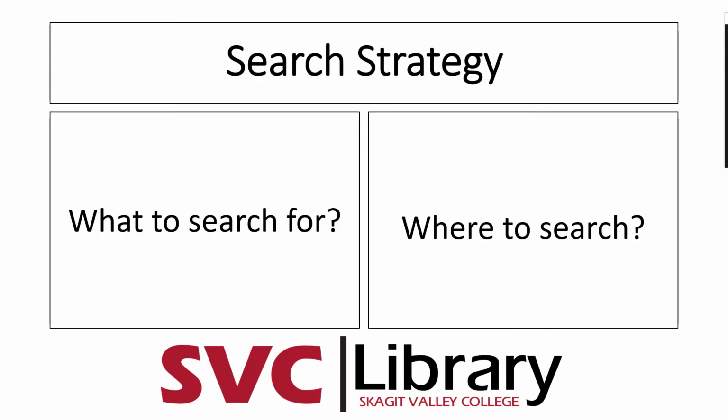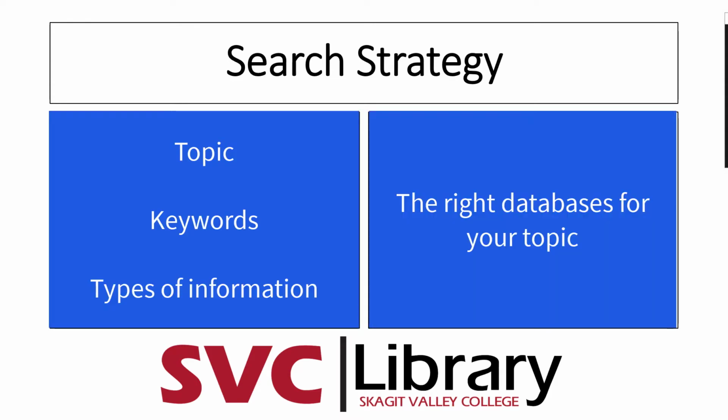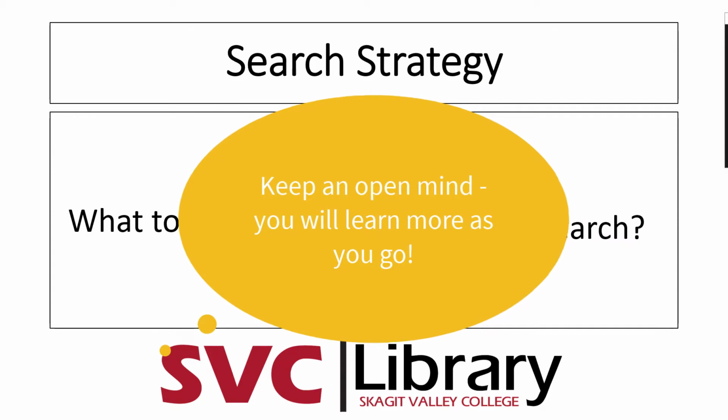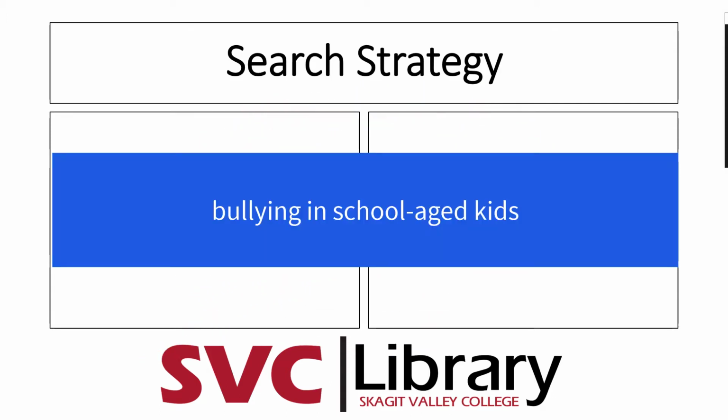A search strategy helps us determine what to search for and where to search. This strategy will change and grow over time as you find information, read it, react to it, evaluate it, and learn new keywords and tricks. So what to search for? My topic is bullying in school-aged kids.